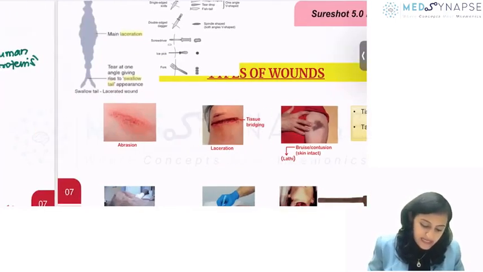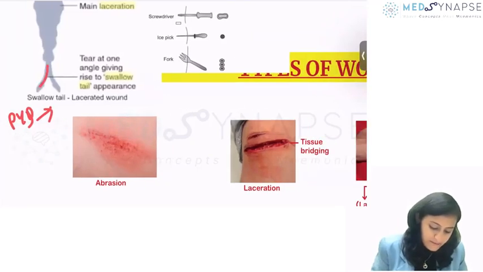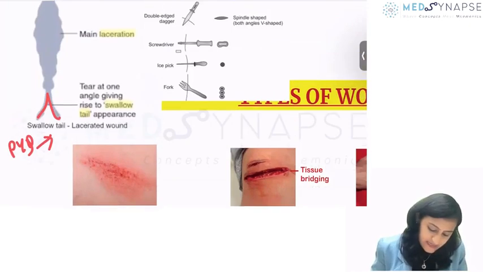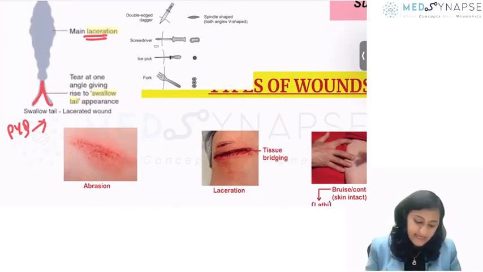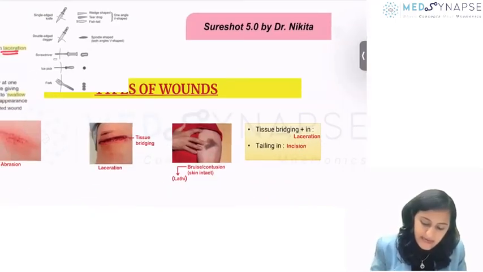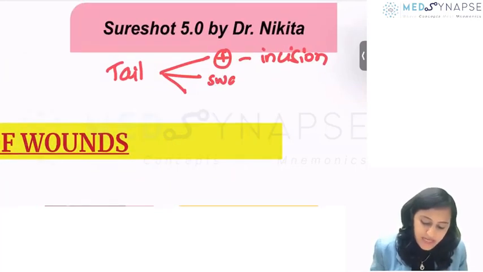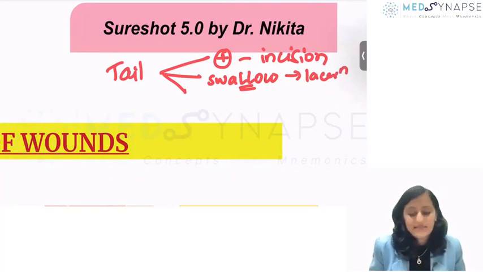But what tailing? This is a previously asked question. That is a swallow tail. Okay, the split tail, the swallow tail. Remember, this is tearing at an angle. This is seen in laceration. So swallow is seen in laceration. Let me quickly summarize the tailing here. If it's only the tailing, it is incision. If they give you swallowtail in the question, remember swallow, LL, this is going to be laceration.